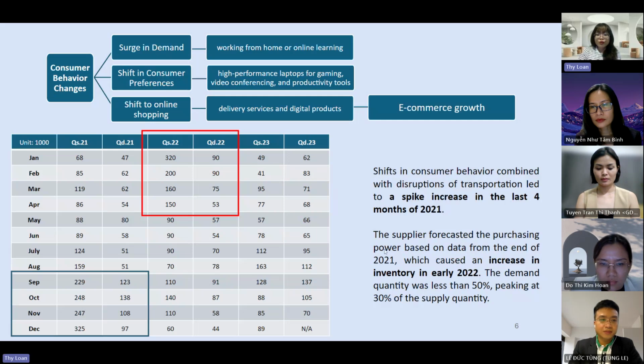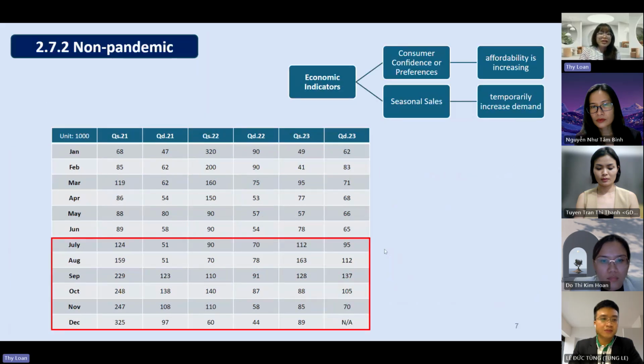So now we will move to the non-pandemic period. We have the same two factors as in the pandemic period, like economic indicators and technology advancement. So now we'll go with the first factor, economic indicators.